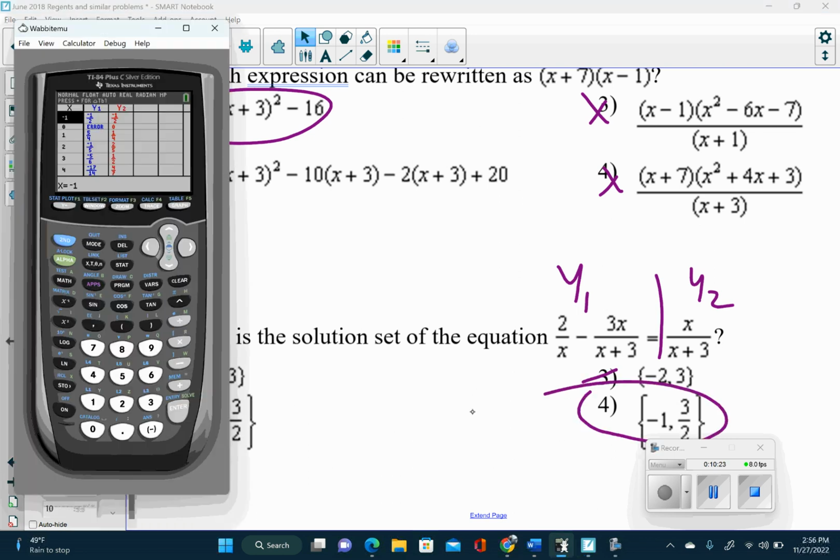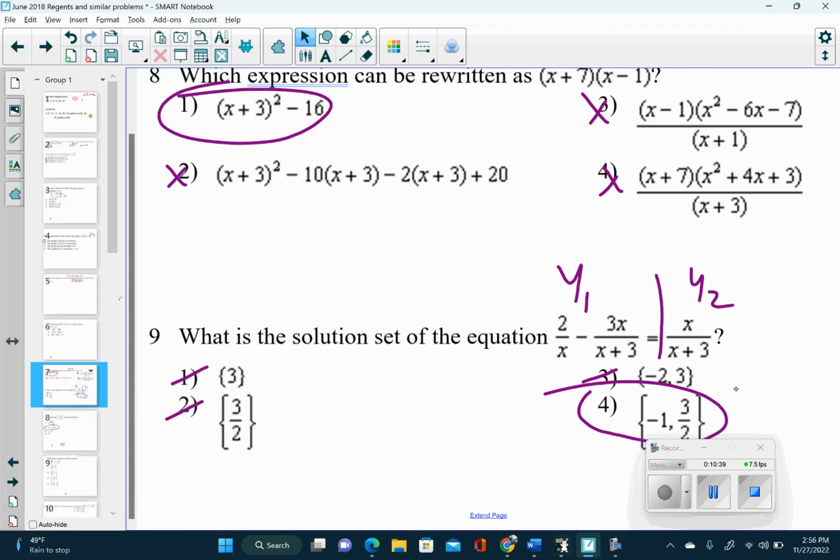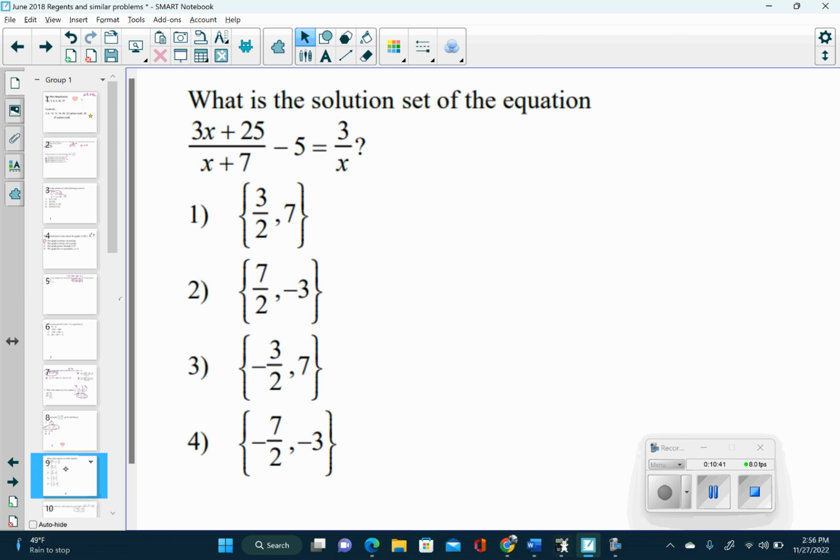And then if I check 3/2, so I go second table set, I want to do 3 divided by 2. And if I hit second graph, I can see that my y1 and my y2 are exactly the same. So both answers work.